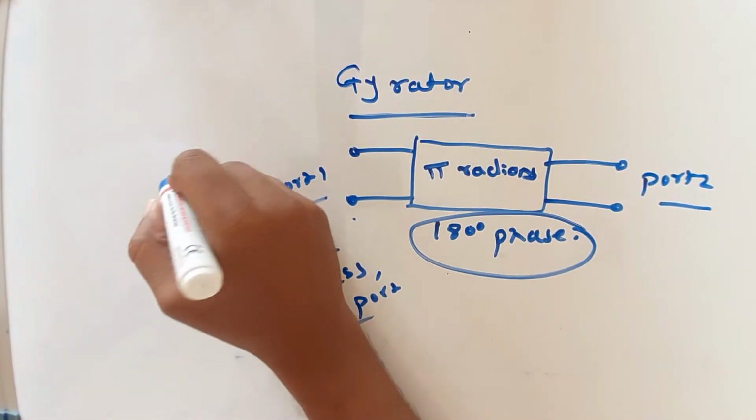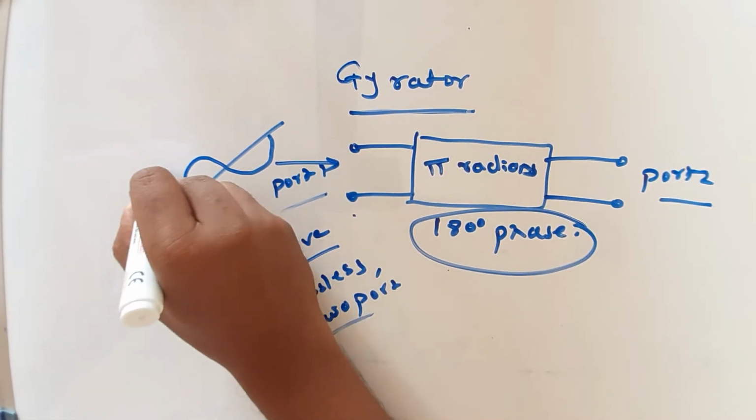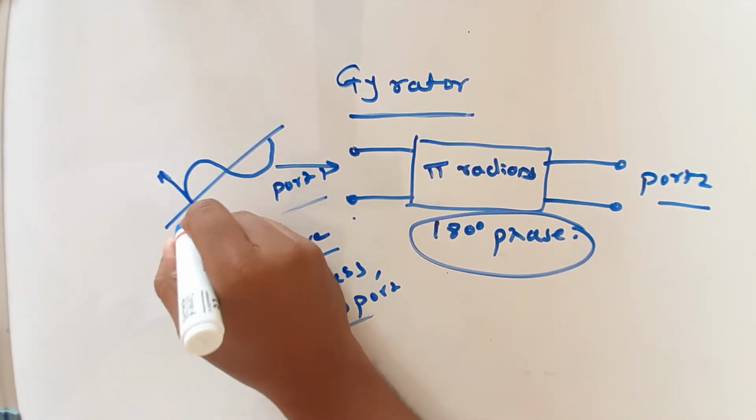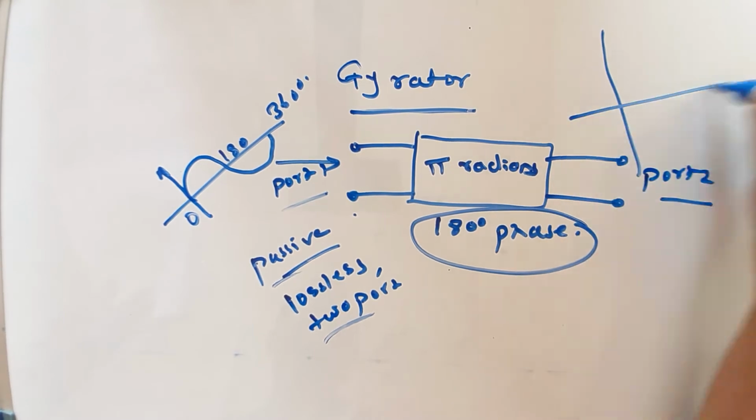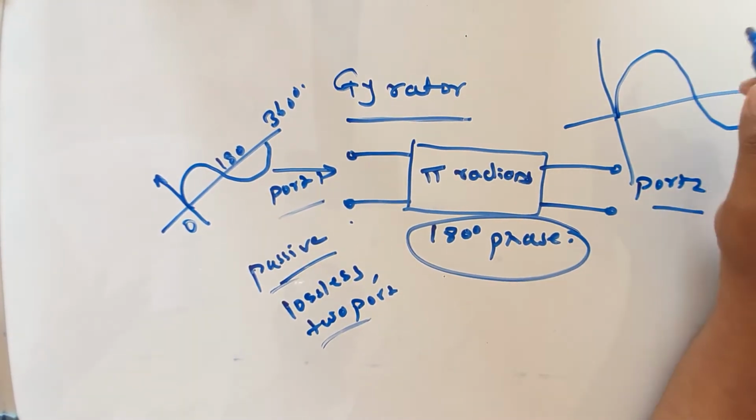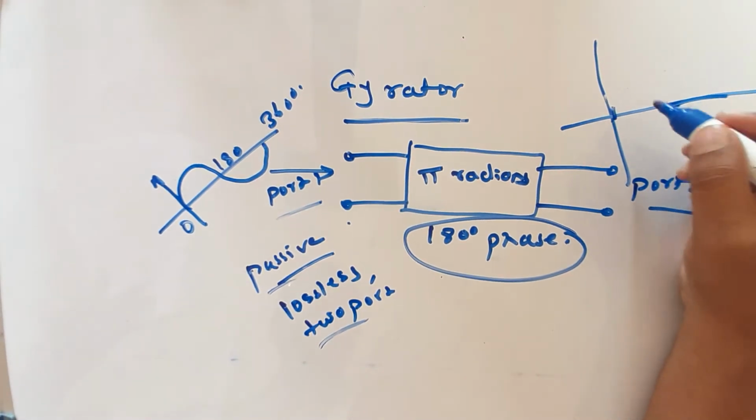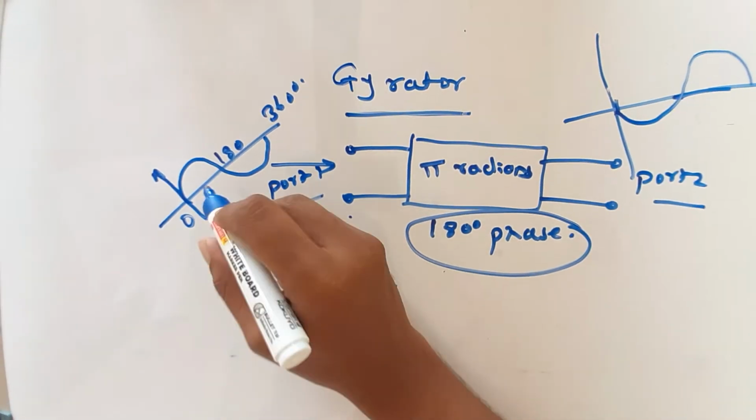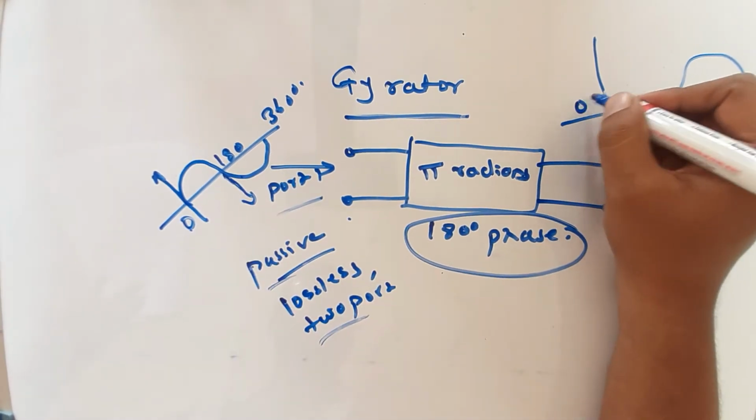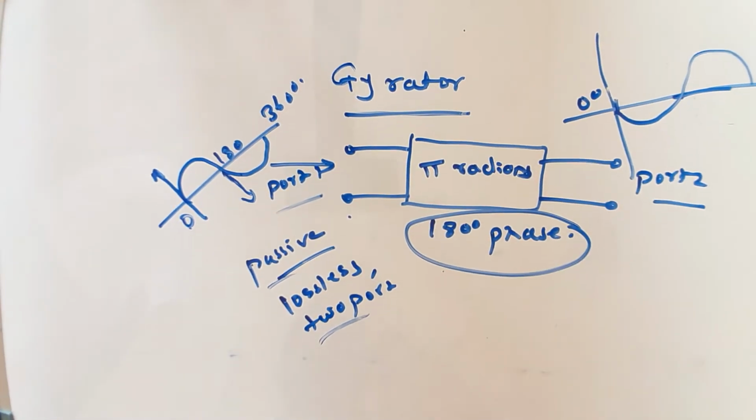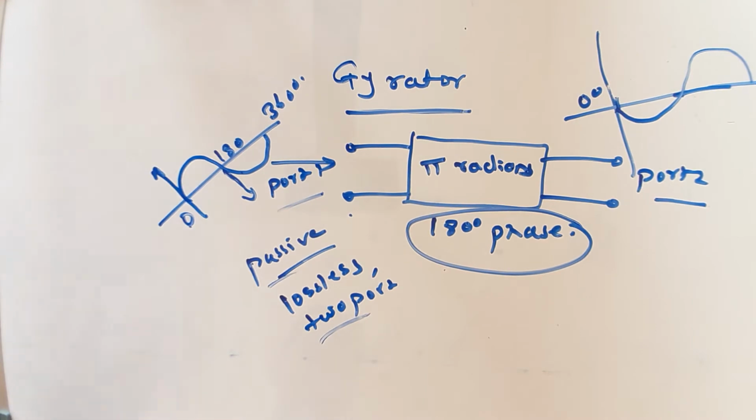For example, this is a signal I have to apply for the input, which is 0, 180 and 360 degrees. So apply it here, we will get the signal like this one, with a 180-degree phase shift, means the signal will come like this. So the signal will actually start from here, 0 to 180. So here it is 0 degree for the output. So the phase shift of 180 degrees from one port to another port is there in the gyrator.